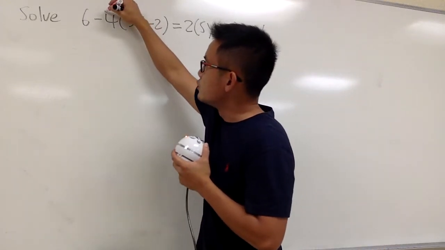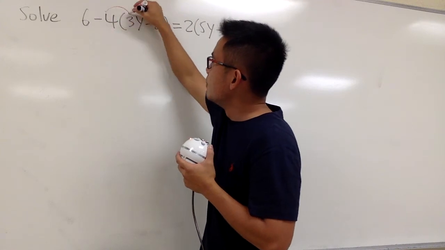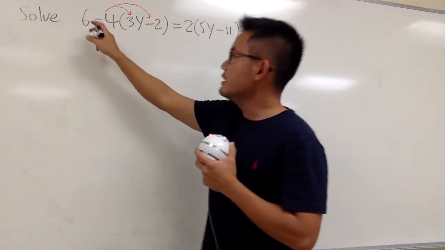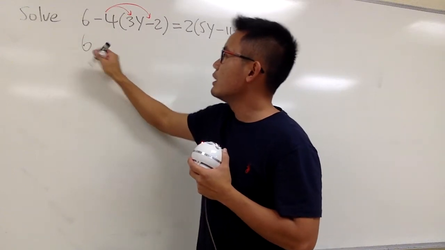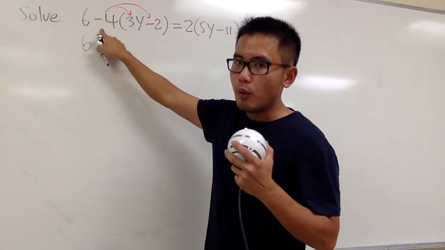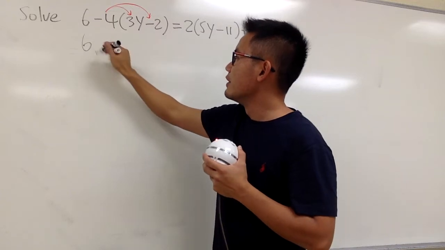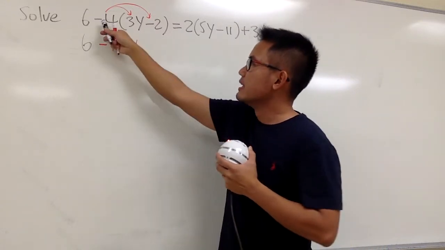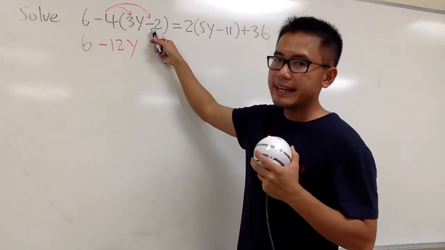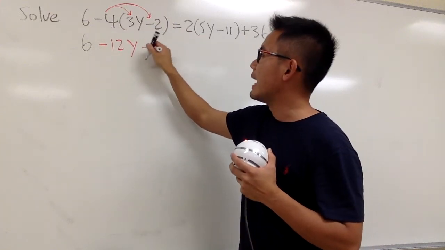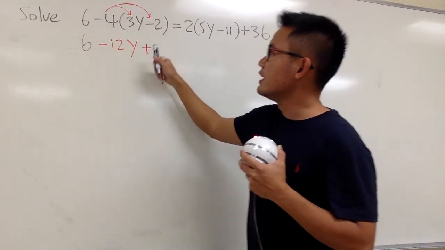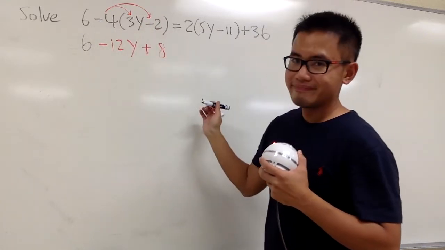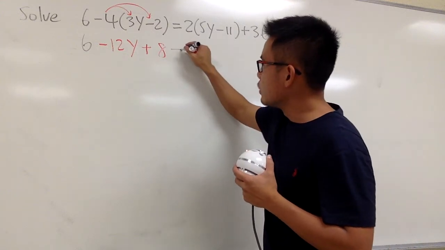Right here, be sure you distribute. Take the -4, multiply inside, okay? This 6 will stay the same for now. And now, -4 times 3y is -12y, right? And next, -4 times -2, it's going to be positive because negative times negative is positive. 4 times 2 is 8, so we have this right here. And now let's bring down the equal sign.